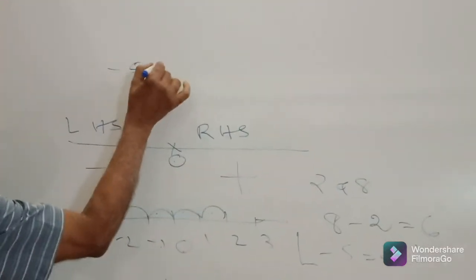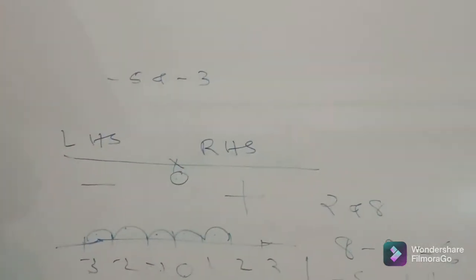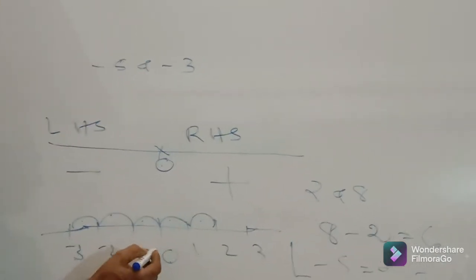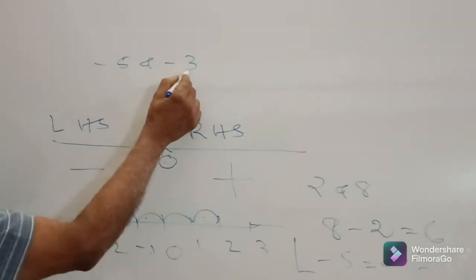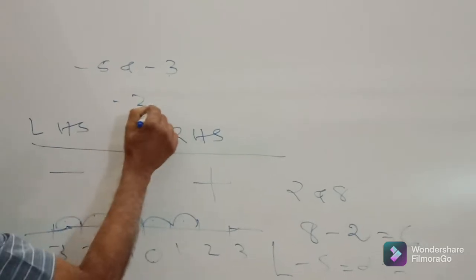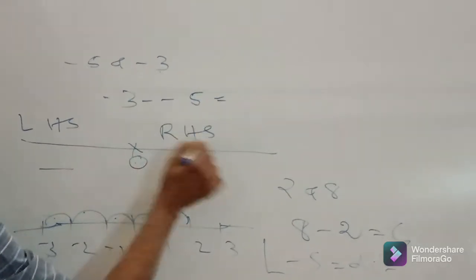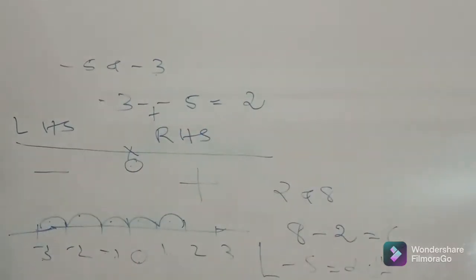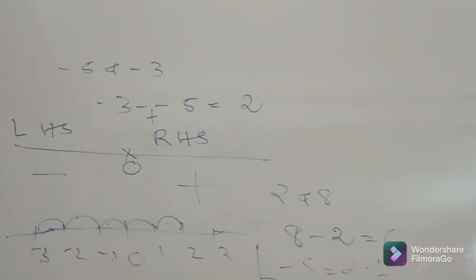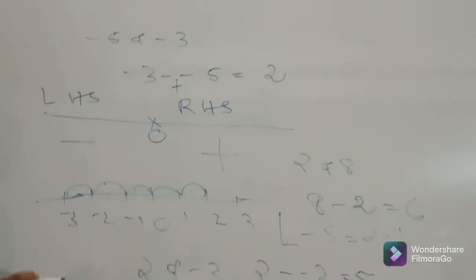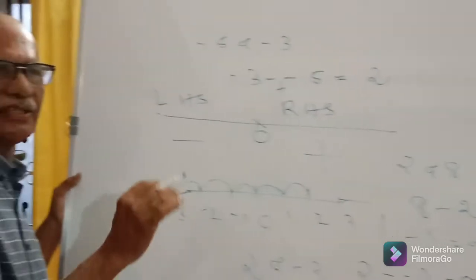Suppose you want to find the difference between -5 and -3. Now which number is larger? Larger is the number on the right side. So -3 is a larger number. So we consider -3 minus -5, and this becomes plus. So actually 5 minus 3, it is 2. So the difference between -5 and -3 is simply 2. So this is a fundamental idea. Difference is large minus small.